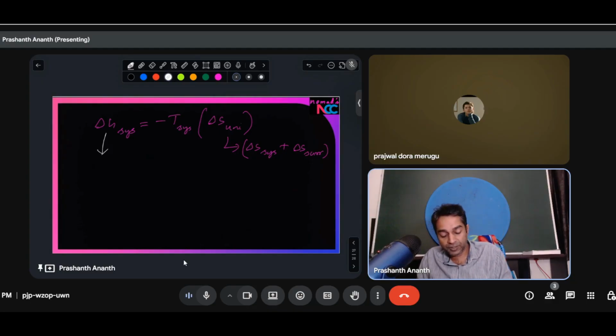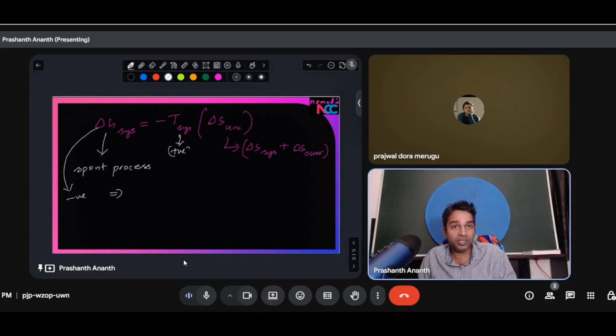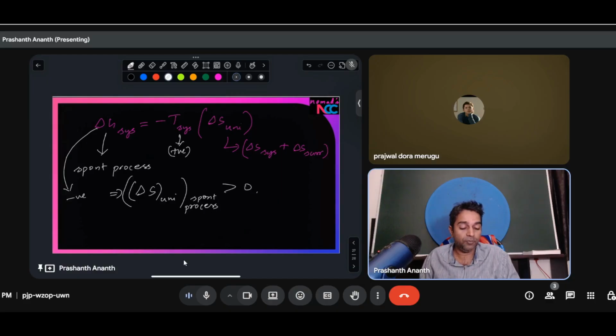If delta G of system is going to be in a spontaneous process, what does this mean? This means this has to be negative. If it has to be negative, what does that tell us? Temperature of system is always positive because in Kelvin scale it is an absolute temperature. So if this has to be negative, this basically implies delta S of universe for any process which is spontaneous has to be greater than 0.